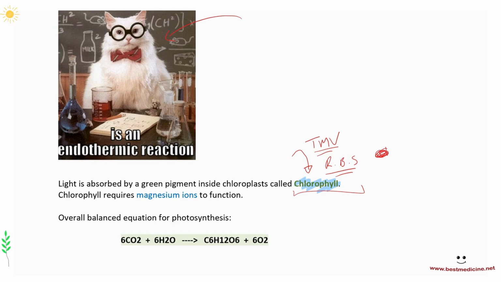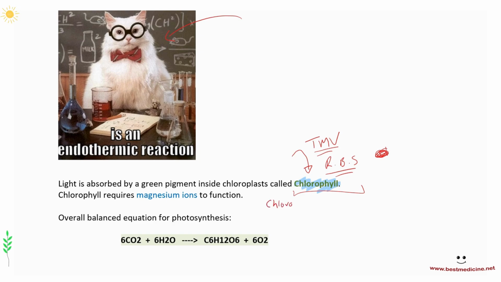Now, chlorophyll requires magnesium ions to function. To make chlorophyll, in its molecular formula, magnesium is present. So if there's a deficiency of magnesium ions, then you're not going to have what? Chlorophyll, right? And so your leaves are going to be depigmented yellow.